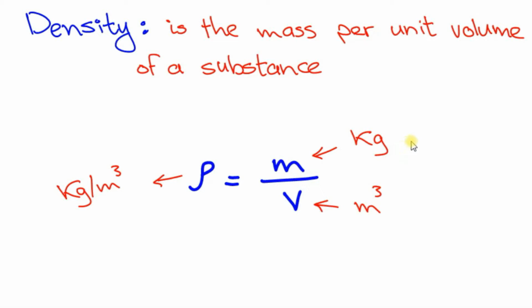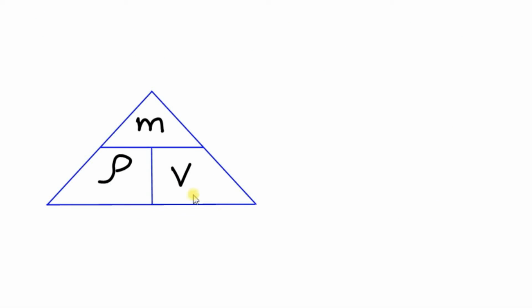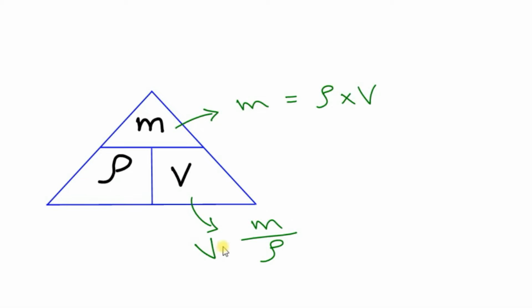An alternative is to measure the mass in grams, to measure volume in cubic centimeters, so the unit would be gram per cubic centimeter, and this is the one that is commonly used. From the formula, we can calculate the mass by multiplying density times volume, or if I want to calculate the volume, I will divide the mass by the density.